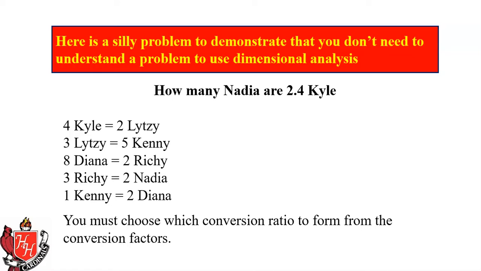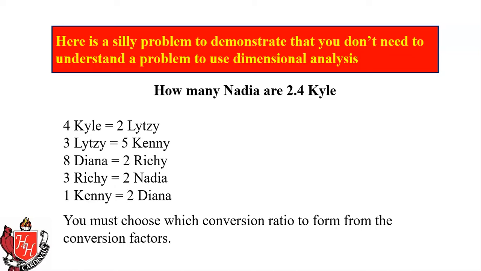So our question asks, how many Nadia are 2.4 Kyle? And I give you 5 conversion factors down below. So there's 4 Kyle equals 2 Litzy. So what does that mean? That means we can write a ratio of 4 Kyle over 2 Litzy, or 2 Litzy over 4 Kyle.